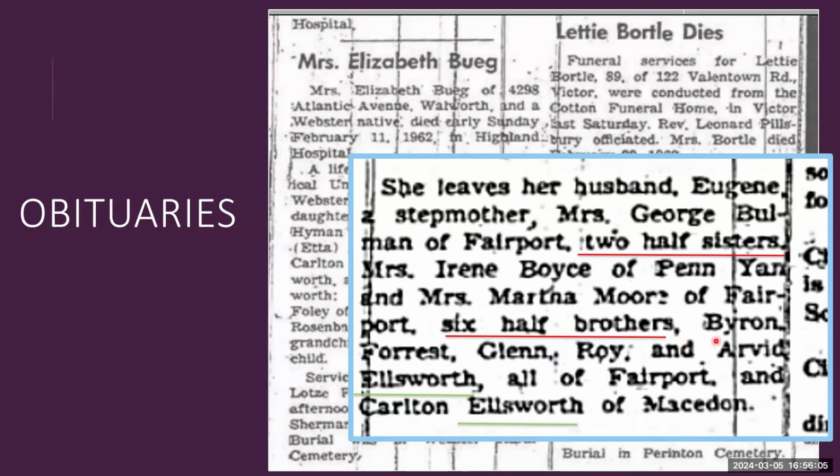Her 6 half-brothers are Byron, Forrest, Glenn, Roy, and Arvid Ellsworth, all of Fairport, and Carlton Ellsworth of Macedon. The Ellsworth surname is important because it could be a second married name of Letty's mother, or it could be Letty's maiden name in the case that her stepmother remarried and the brothers were from a prior marriage or marriages from Letty's father.